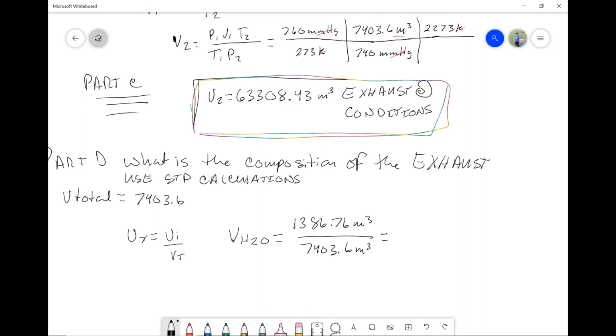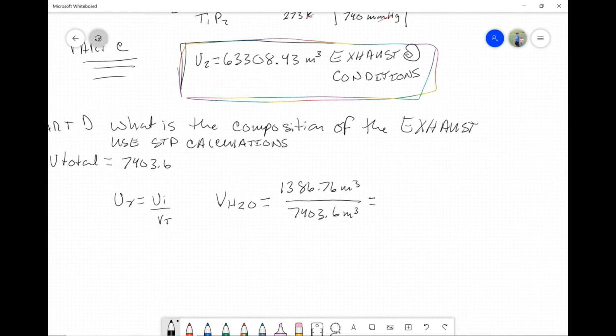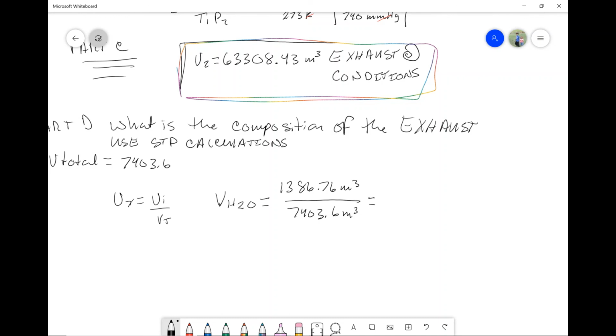And so that equals 1386.76 divided by 7403.6. And I got 0.19, I'm rounding. And also, yeah, I implore you to work these out along with me. Pause it if you need to. It's no biggie.